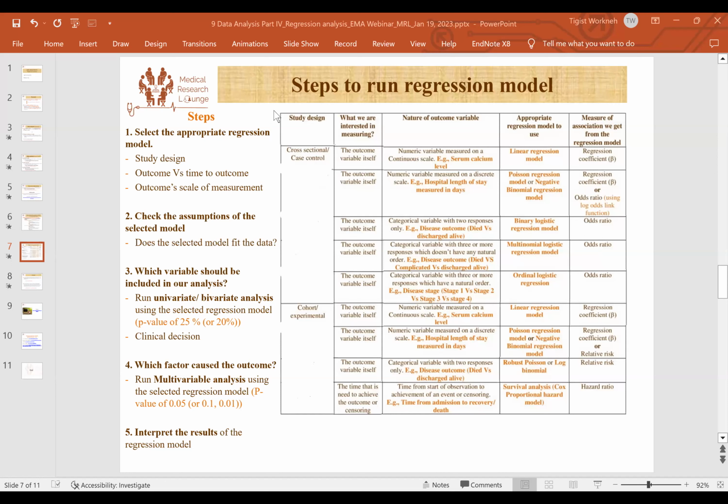Great. About something that I want to share about running every regression model. For me, the most important step is identifying the proper regression model. If you can do that, running the regression model and interpreting the results is not difficult at all.